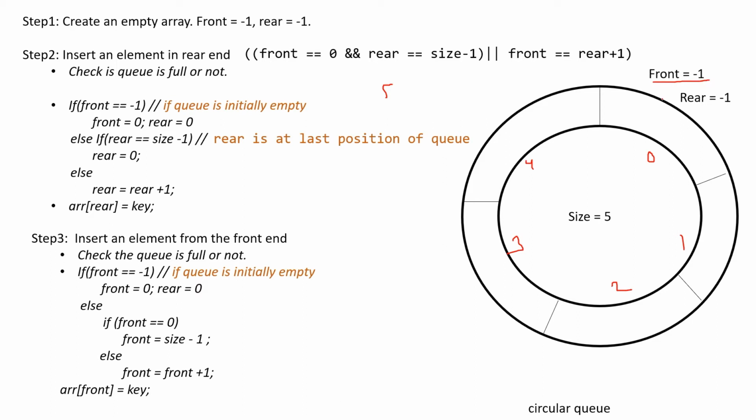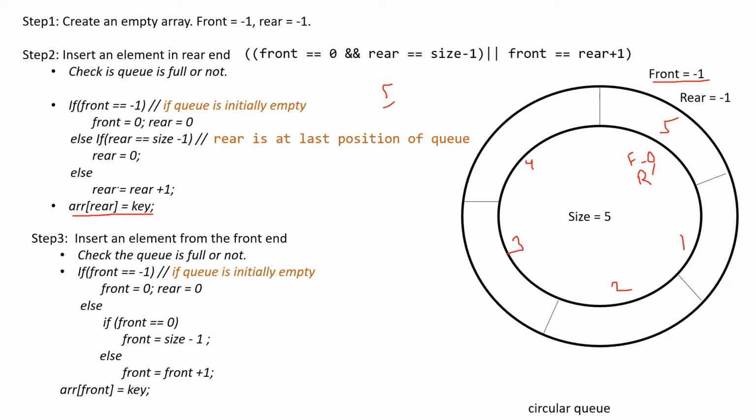The front is pointing to -1, and in this case my front and rear both point to here. So F is pointing here only, and my R is also pointing to this location only. So in this case, this condition will get executed, and after that this particular line will get executed. What does it say? array[rear] = key. Now here key is our 5, and the element will get inserted here.